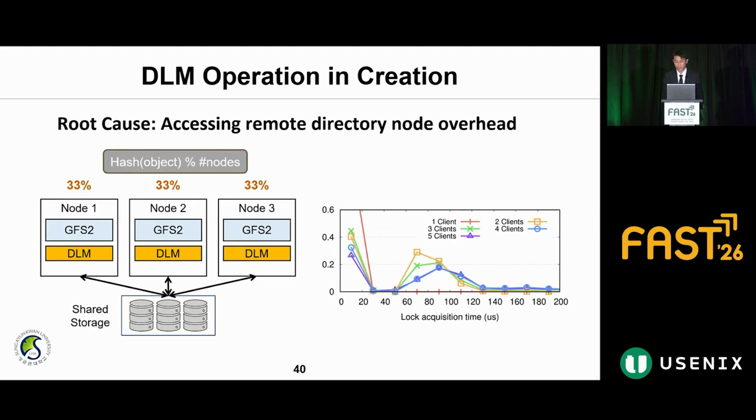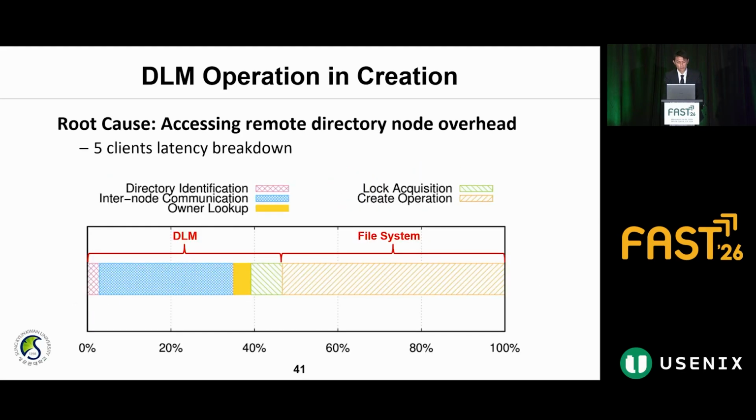This is the lock acquisition time distribution graph. On the left side, from 0 to 20 microseconds, lock acquisition time means it is a local directory node. And the right side is a remote directory node. And you can see that if there are more clients, there is a lower portion of local directory node and a larger portion of remote directory node. If you see these 5 clients' latency breakdown, there is a large portion of inter-node communication, which means having to access the remote directory node in the DRM part.